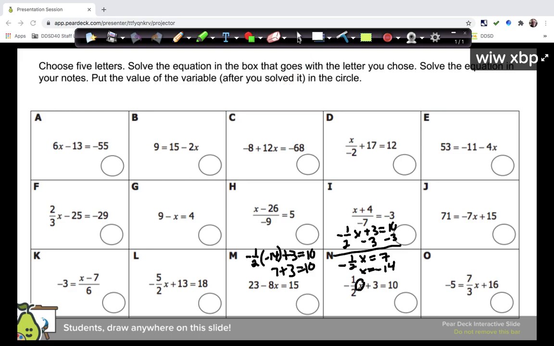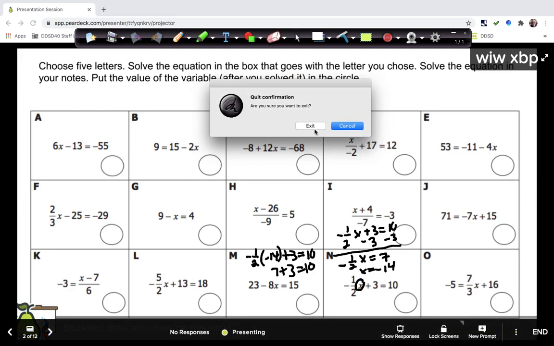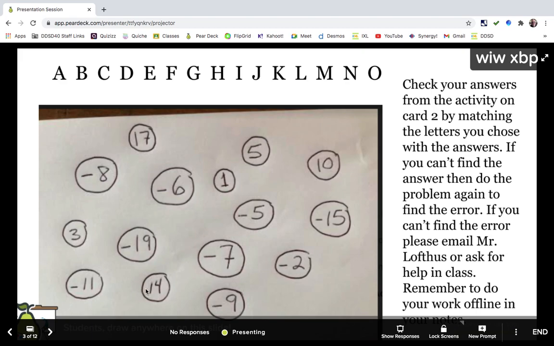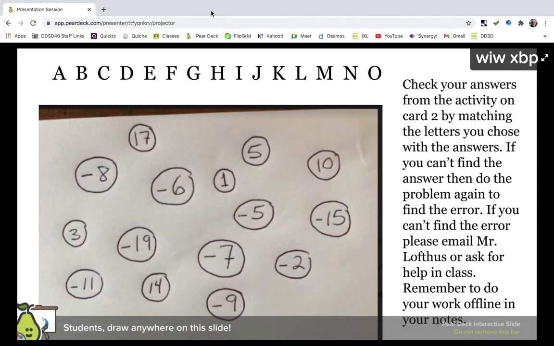I did this very carefully when I made it, but it's always possible to make errors, and I just double checked. So I believe that this right here should be a negative 14. So it'll be interesting to see if any of you caught that mistake. And that's how you check your work. So that is a recap for Tuesday, January 5th.